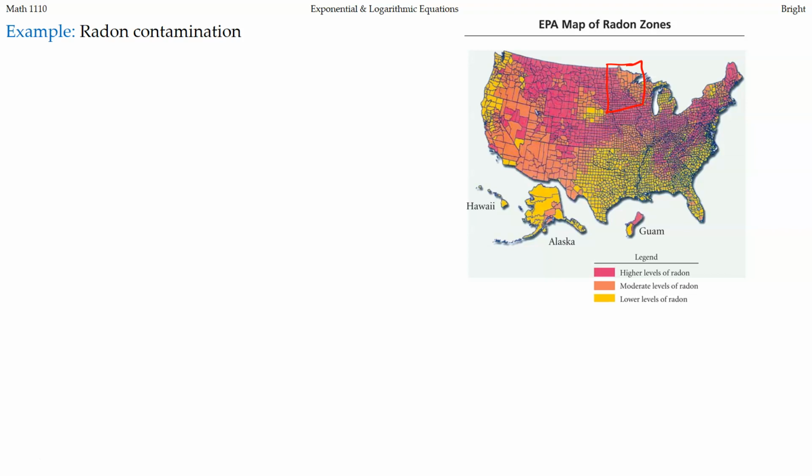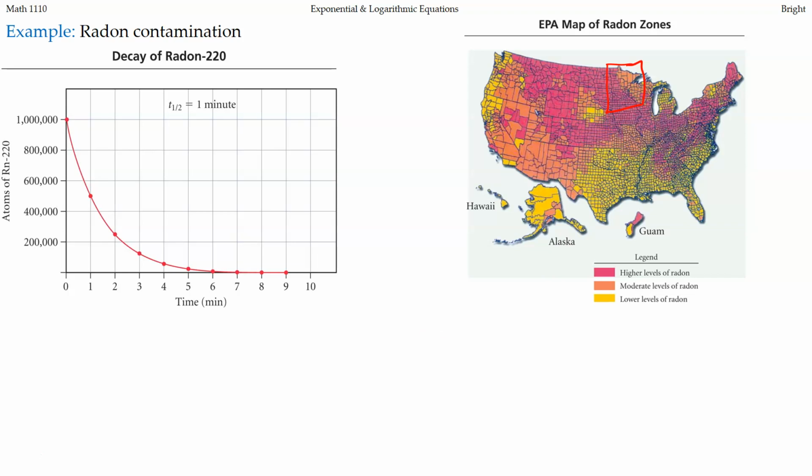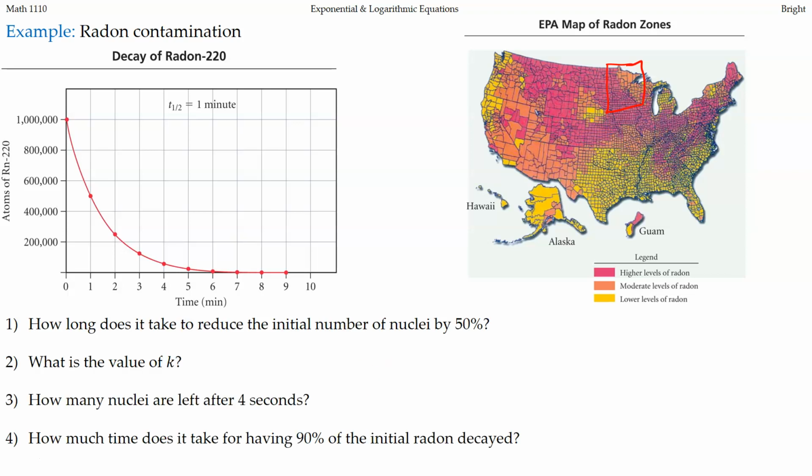Anyway, we want to look at how radon decays over time. So we can pretend we have 1 million atoms of radon, and then here's the particular scenario that we're in. The first question is, how long does it take to reduce the initial number of nuclei, so again, atoms, nuclei, tomato, tomato, by 50%? I'll let you think about that for a minute, and then we have these other questions as well.